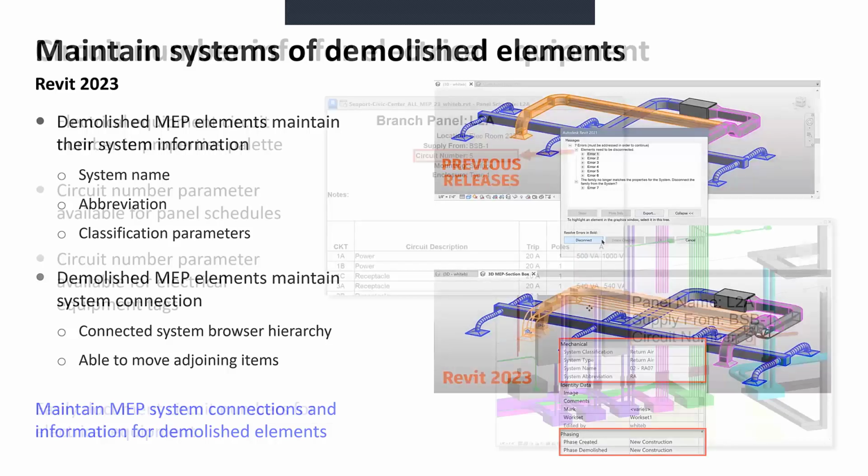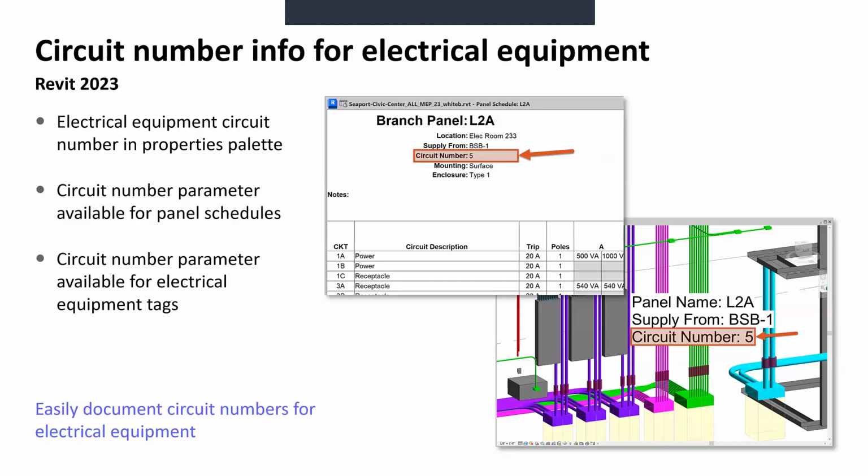Now, I have a couple electrical specific ones that I want to talk about. This one here is about circuit number, right? So circuit number wasn't available for electrical equipment. So you couldn't see it in your panel schedule. You couldn't see it in the family. You couldn't tag it. Now they've opened that up. So now you can tag it. You can include it in your panel schedule. And that information is also in the family information.